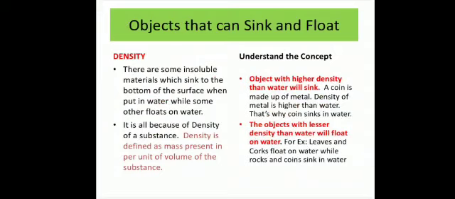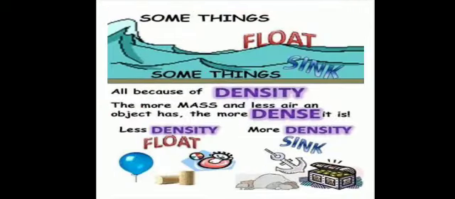Now, the concept that you have to understand: the material which sinks in water is heavier than water, and the material which floats on water is lighter than water. Okay? It means the object having higher density than water will sink, and the material or objects having less density than water will float on water. Okay? See, less density it will float, and higher density than water it will sink.